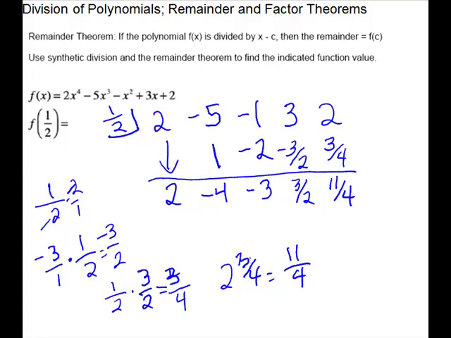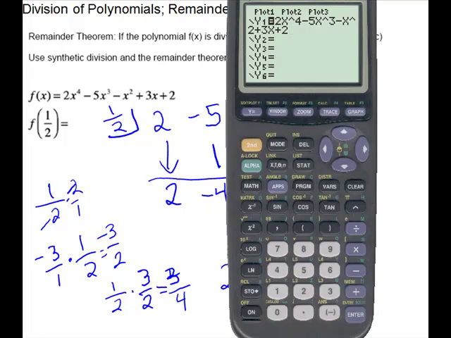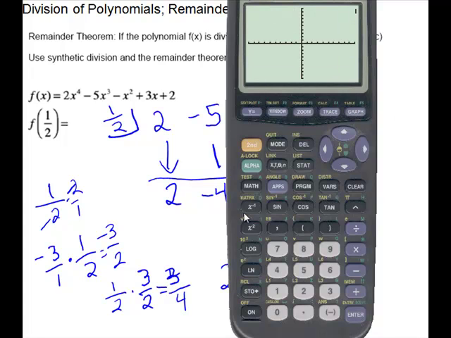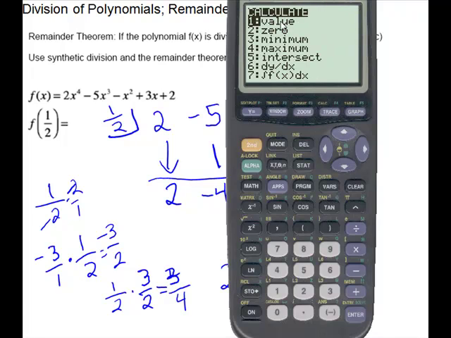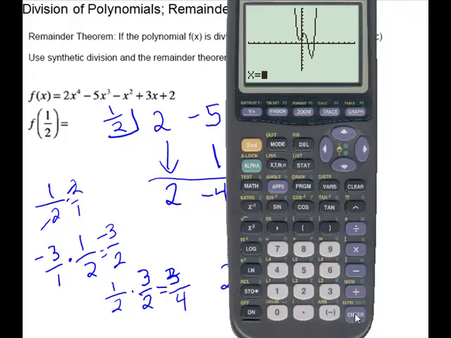Right, so f of 1/2 is 11/4. We'll go to the graphing calculator just a minute to verify. I have already typed it in, and I'll say enter. And I could say graph. Then I'm going to say second, calc. I want number 1. And I would just put it in as 0.5.